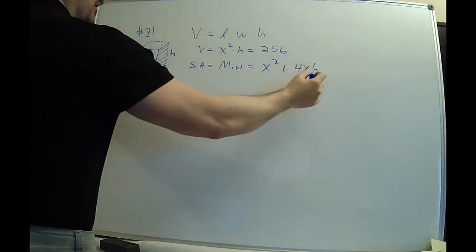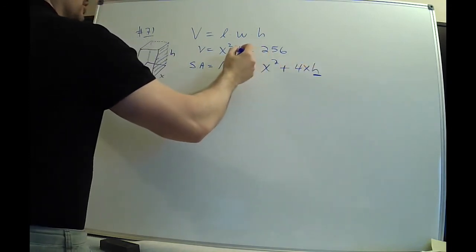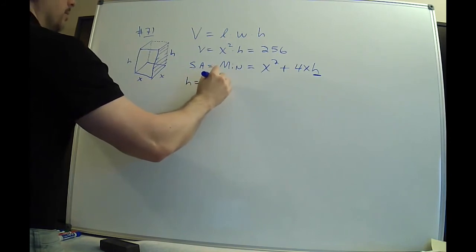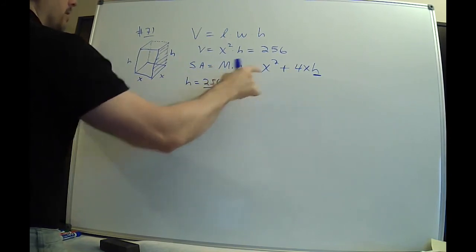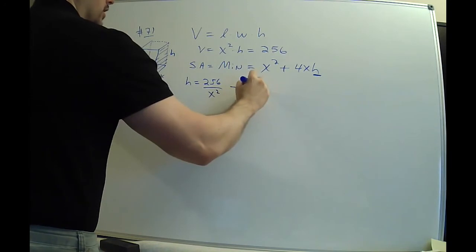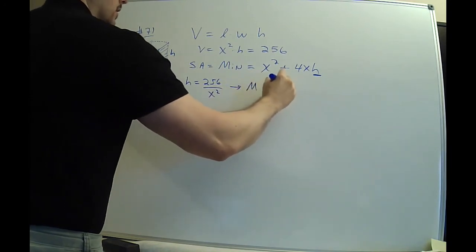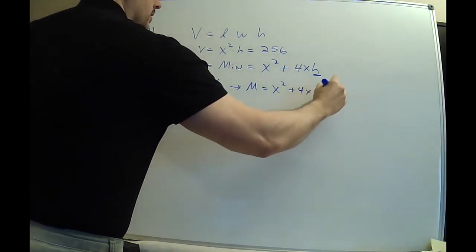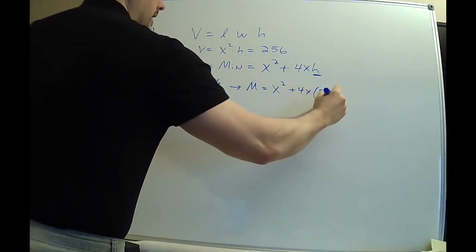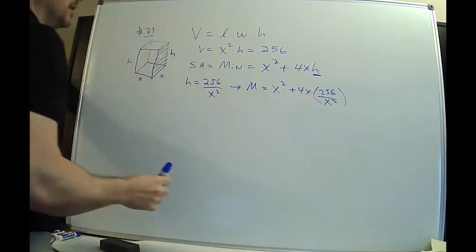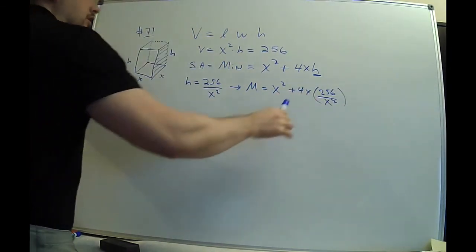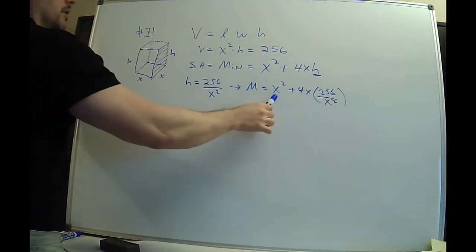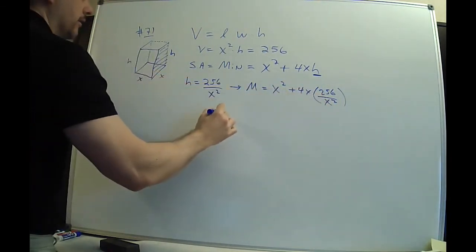So the only thing screwing this up is the h. So you need to solve the top one for h and plug it into the bottom one. So divide by x squared and then replace it. So in your M equation, you're going to put 256 over x squared. Now, I'm going to be honest with you. You don't even need to multiply this by 2. You're going to end up canceling this out when you take the derivative and set it equal to 0. But you can multiply it out.